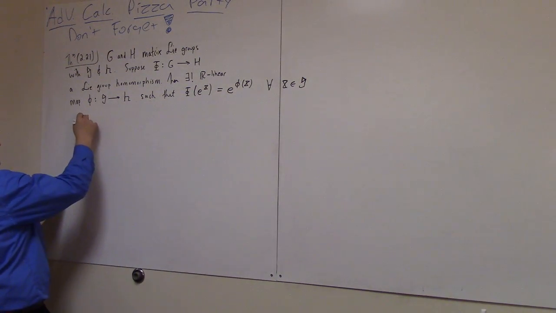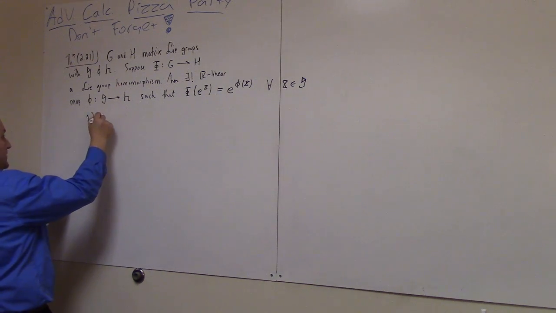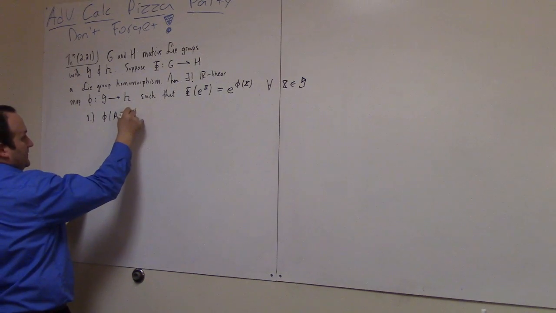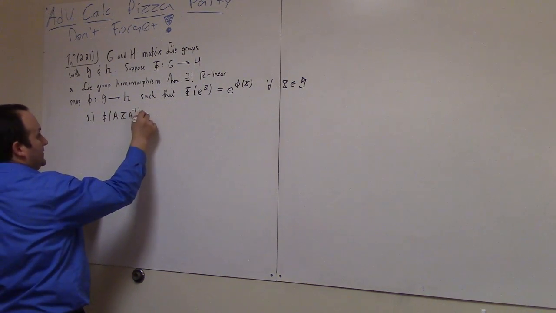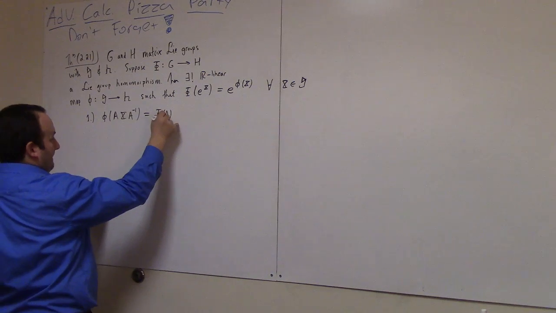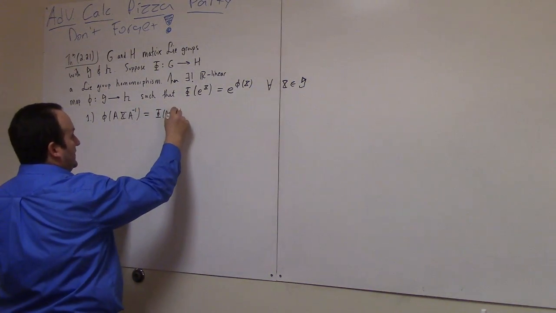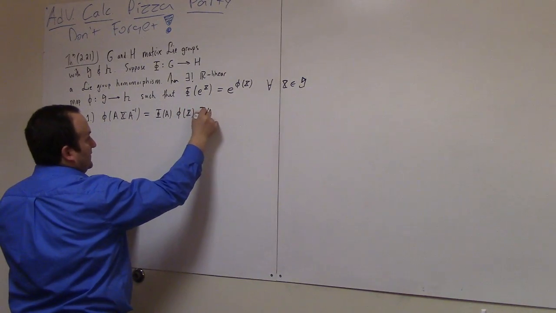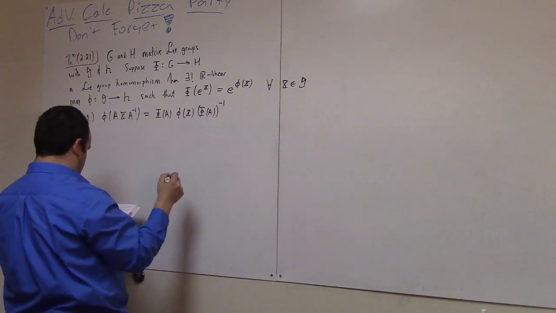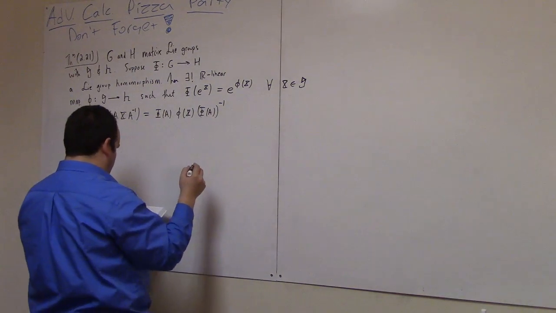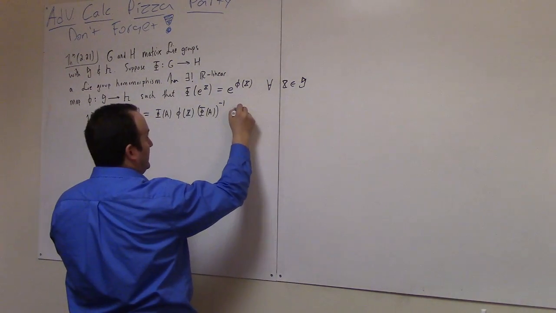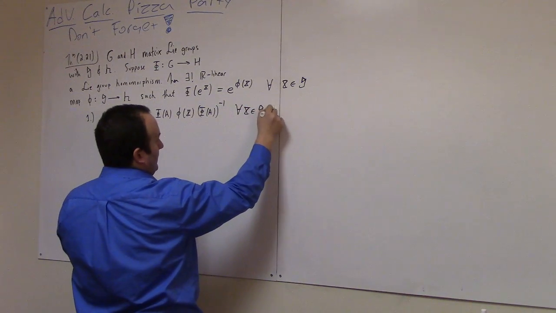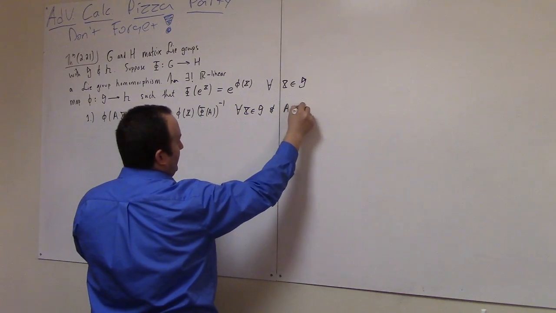All right, and we also have these three fun facts. One, φ of A x A inverse is equal to Φ of A, φ of x, Φ of A quantity inverse. And that's for all x in 𝔤 and A in big G. So, in other words, for all x in the Lie algebra and all A in the Lie group.